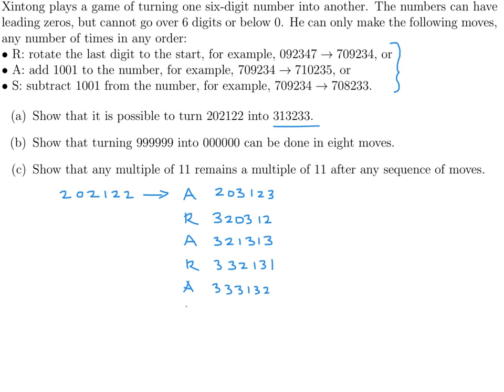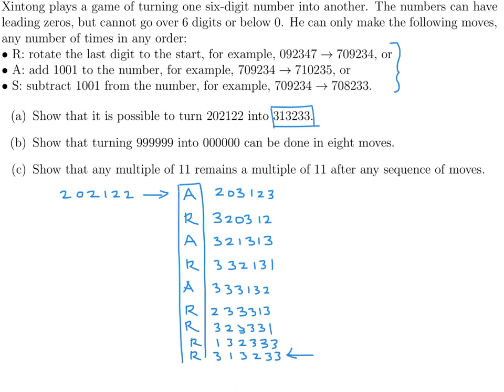And then I think at this point, a whole bunch of rotations. So rotation once, so 2, 3, 3, 3, 1, 3. Rotation again, 3, 2, 3, 3, 3, 1. Rotation again, 1, 3, 2, 3, 3, 3. And I think one more rotation, and you get 3, 1, 3, 2, 3, 3. And therefore, yeah, we got it. That's exactly what they have. So this is the sequence of moves.